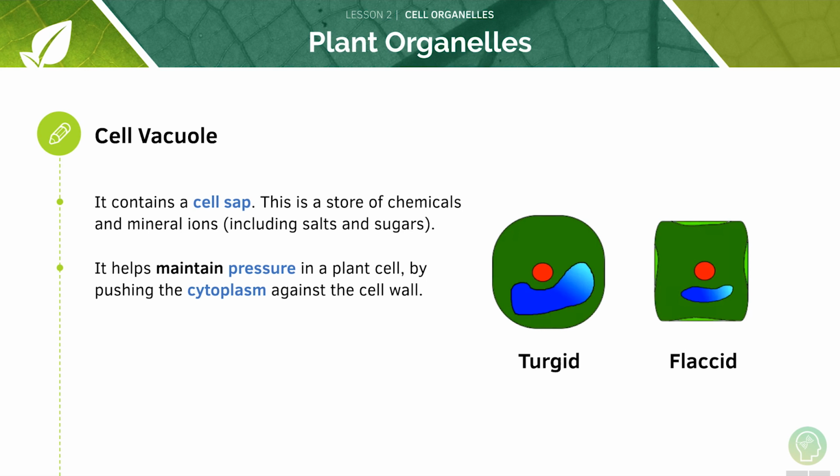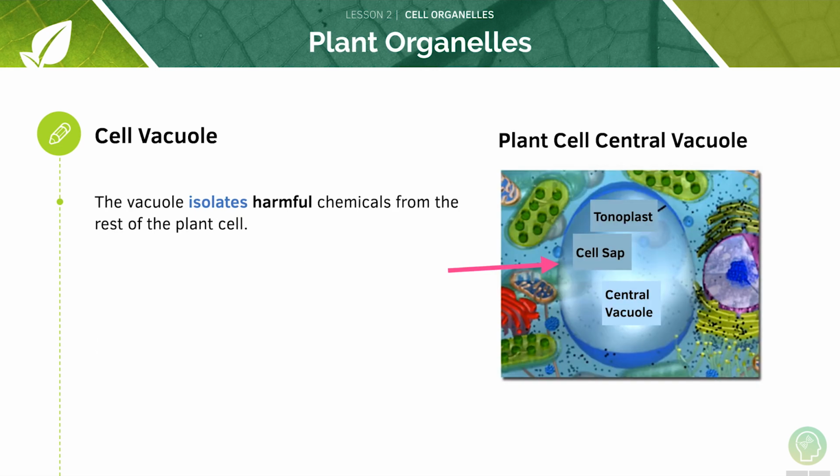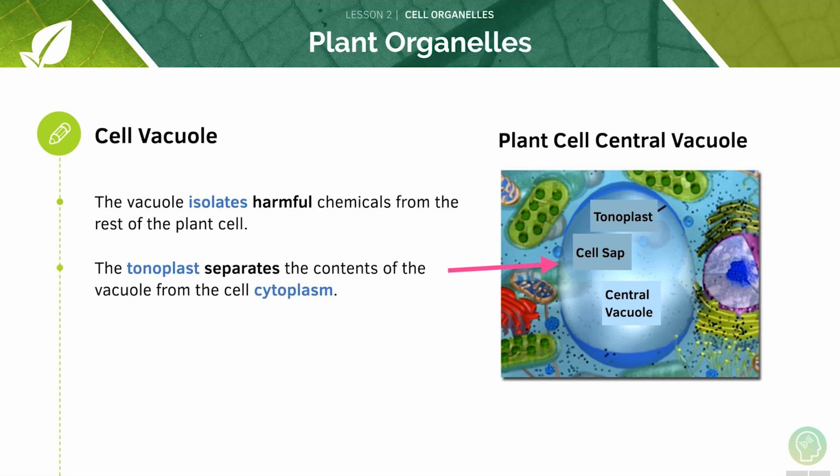A vacuole helps to maintain the pressure inside a plant cell by pushing the cytoplasm against the cell wall. This can prevent the plant from wilting. The vacuole will isolate harmful chemicals from the rest of the plant cell. The tonoplast separates the contents of the vacuole from the cell cytoplasm.